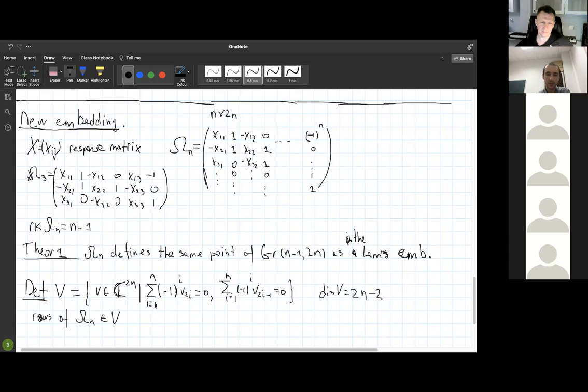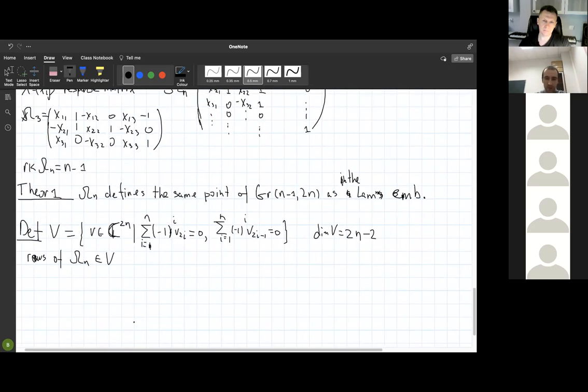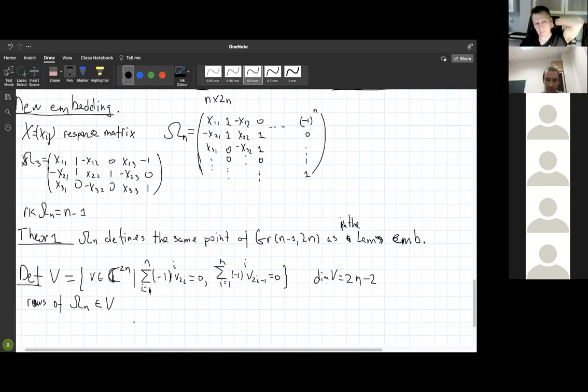In fact, this omega is a Lagrangian subspace in this 2n-dimensional space V. So I could present a certain basis, a certain form, which defines it, and you can just check the Lagrangian properties for this form in this basis.